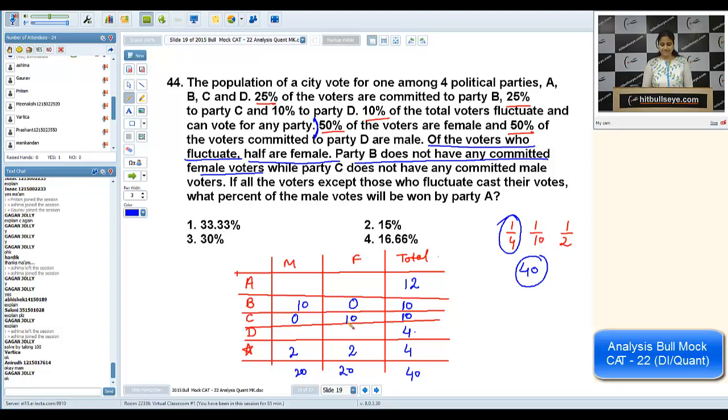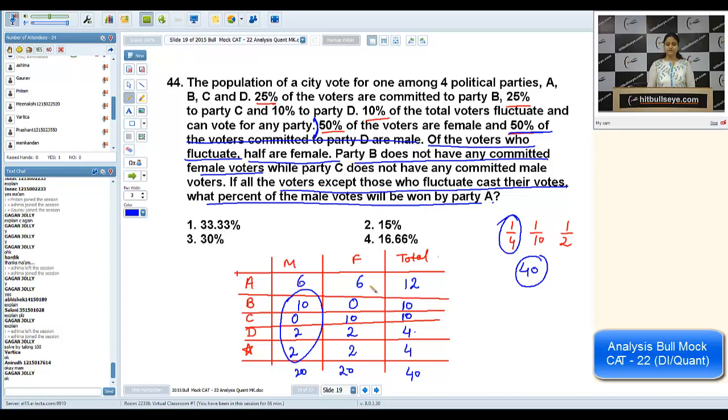So I'm balancing. Okay, if all the voters except those who fluctuate cast their votes, what percent of the male votes will be won by party A? Anything else we are left with? We are left with one line. 50% of the voters committed to party B are male. Committed to party D, 50% are male. It means here should be 2, here should be 2. Now you can take the total of this column and subtract the total from 20, which comes out to be 6 in this case, 6 in this case.